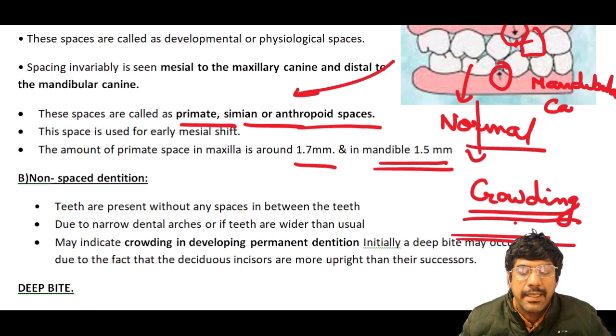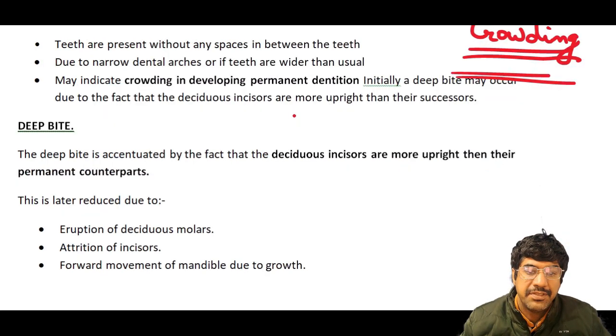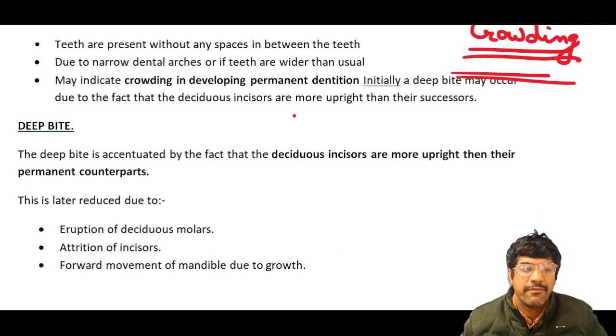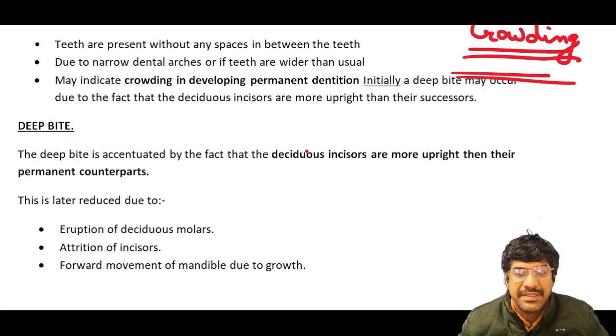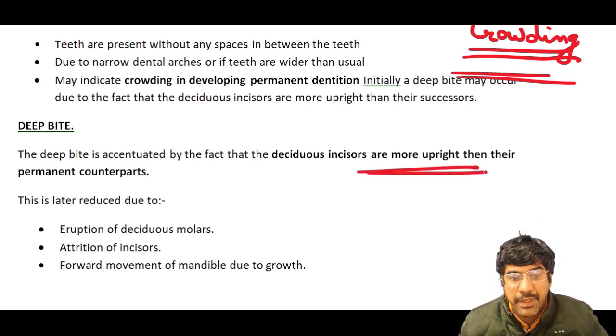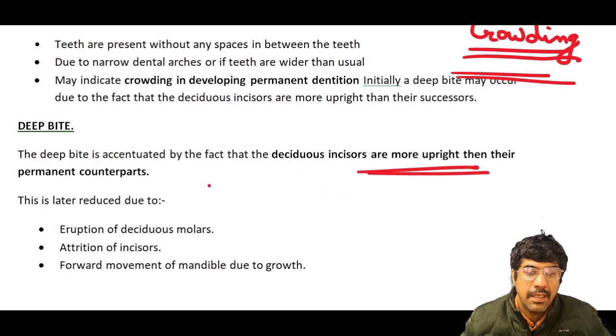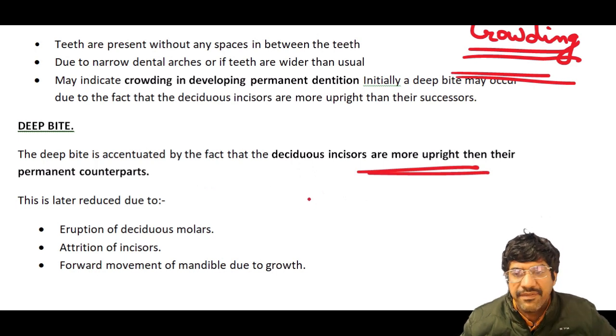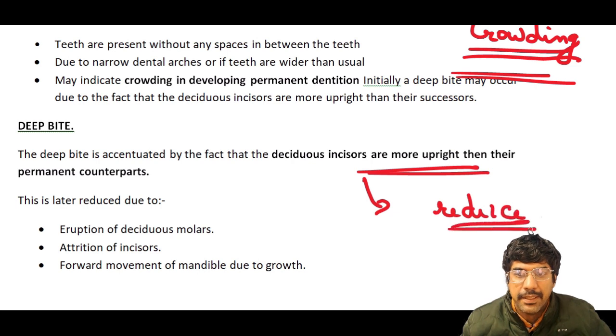Apart from that, a deep bite may be present initially, characterized by the upper front teeth covering a significant portion of the lower front teeth. This condition can be attenuated by the fact that the primary incisors are more upright as compared to their permanent successors. Now, what are the factors that would reduce the deep bite?